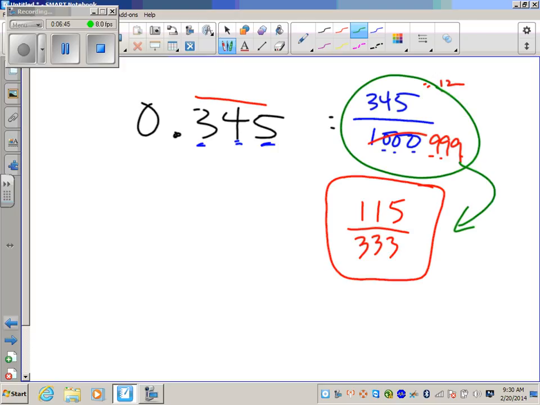Okay? What if it's negative? What if you have a negative 345 thousandths repeating? Then you're going to make this negative. Okay? Pretty much the same thing.